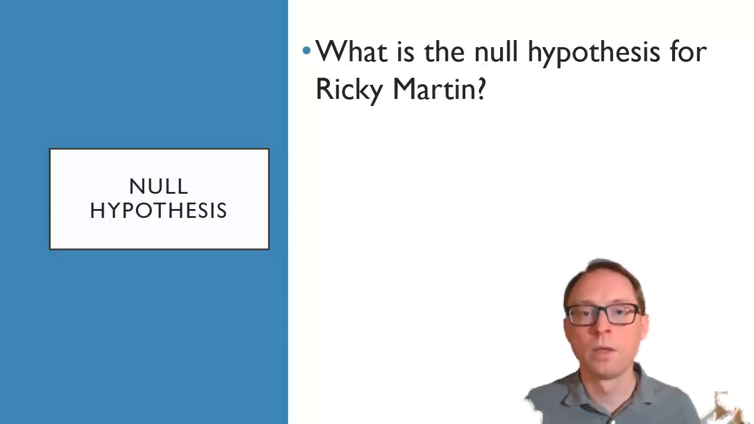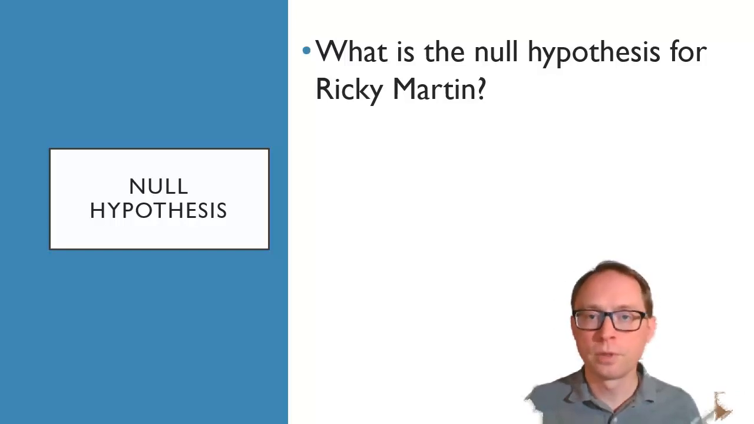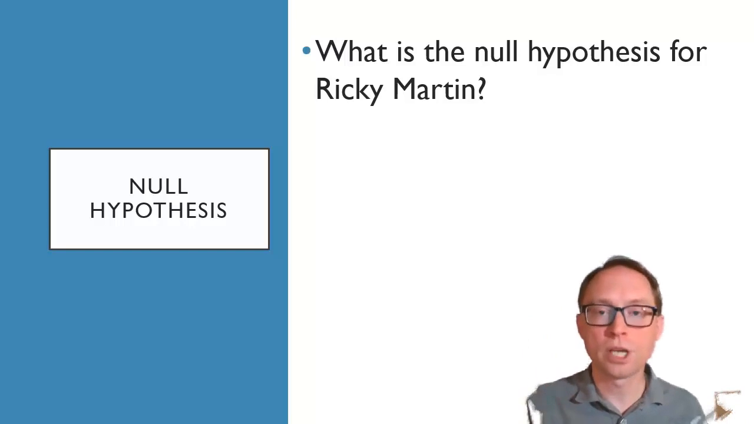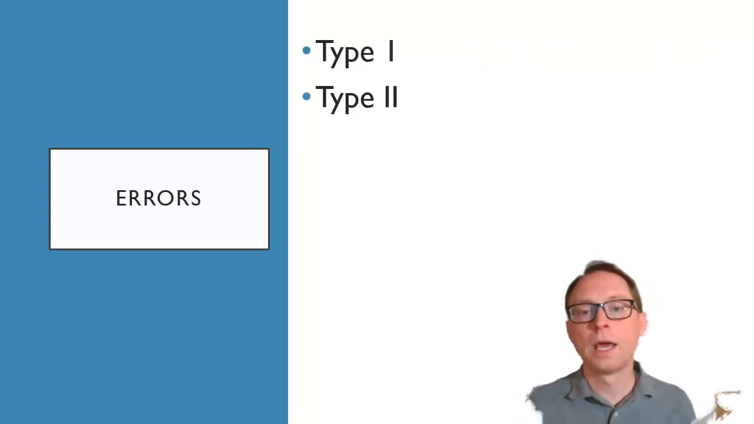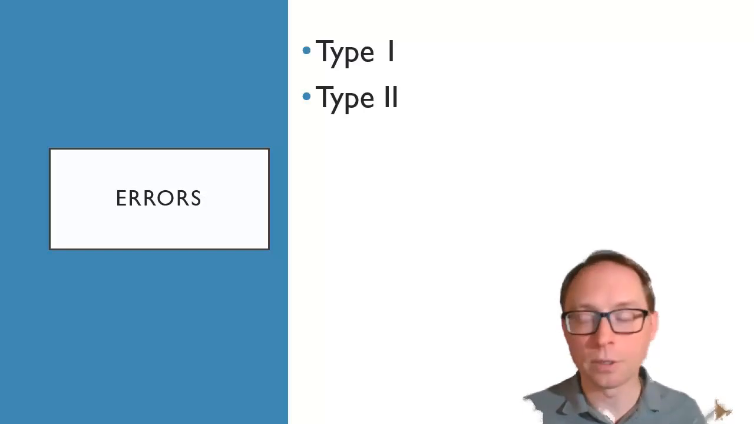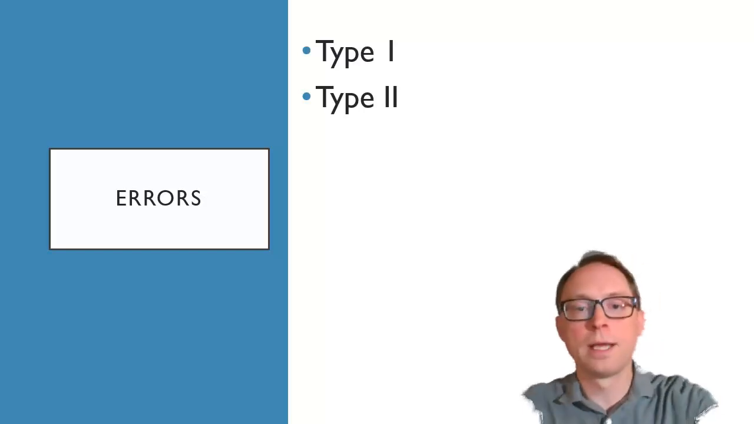When we come to a conclusion in any test that we do, we are either going to reject or fail to reject the null hypothesis. And this leads us to type 1 and type 2 errors.